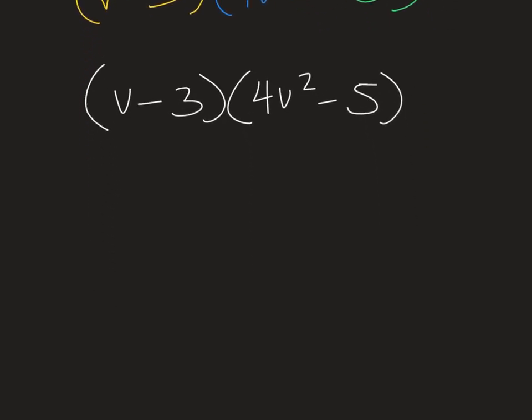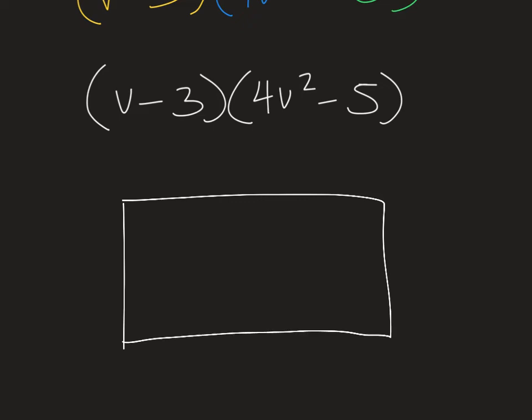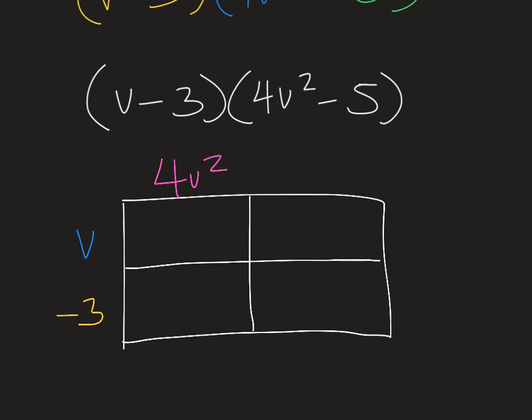And just for funsies, actually this isn't just for funsies, I really want you to do this. Go back and check yourself by multiplying to make sure that you did it correctly. So the v minus 3 will become the length of my box. The 4v to the second minus 5 will become the right side of my box. So here if I do v times 4v to the second, that gives me 4v to the third. Here if I do v times negative 5, that gives me a negative 5v.